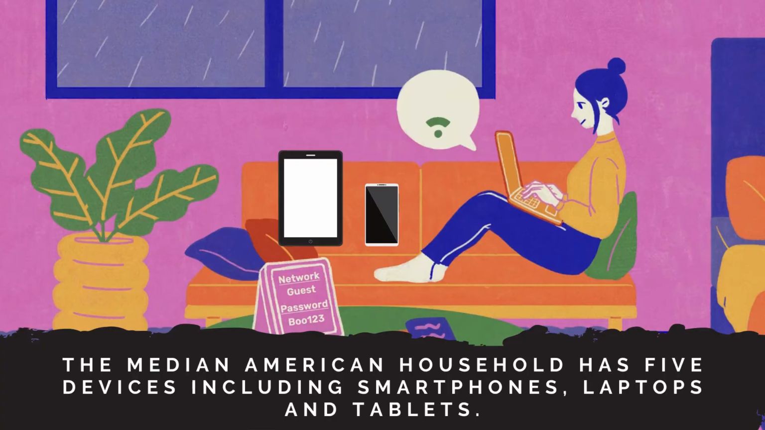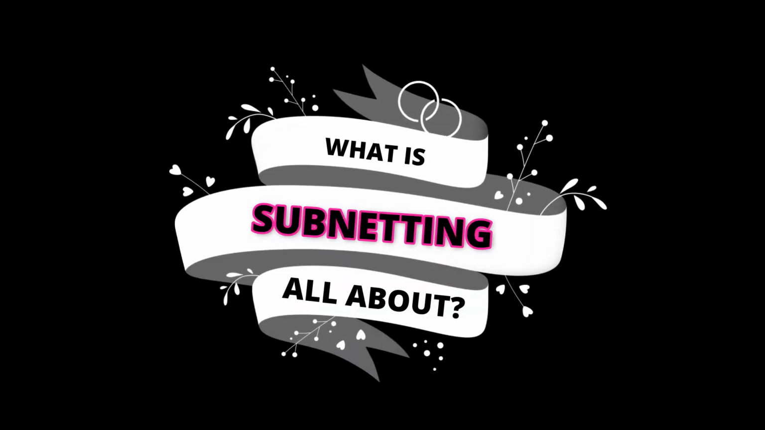Do you know the median American household has 5 devices, including smartphones, computers, laptops, tablets, and streaming media devices? That doesn't even include the range of devices that fall under the Internet of Things, or IoT, category, such as connected thermostats, smart speakers, and doorbell cameras. So, in today's world of ultra-connected computer networks, where every stationary and mobile device now has an IP address, it turns out that 4.3 billion of them isn't nearly enough. To allocate IP addresses, we do subnetting. Probably now you're wondering, what is subnetting?